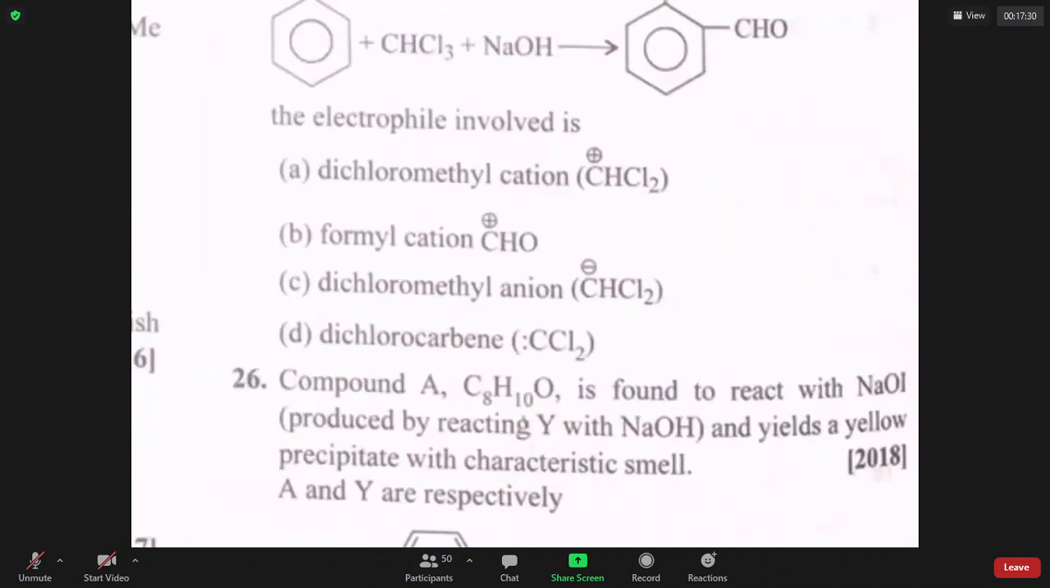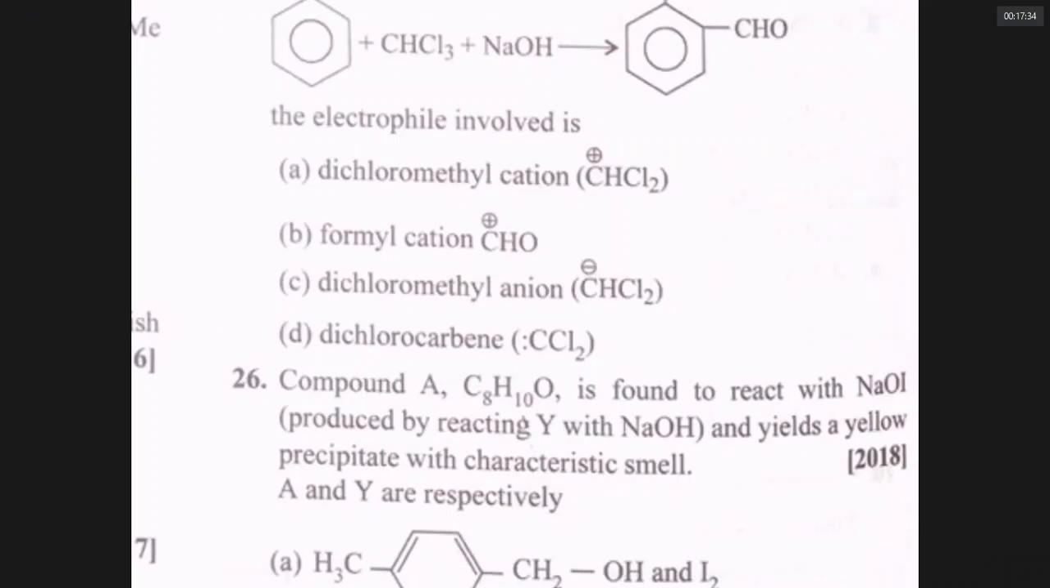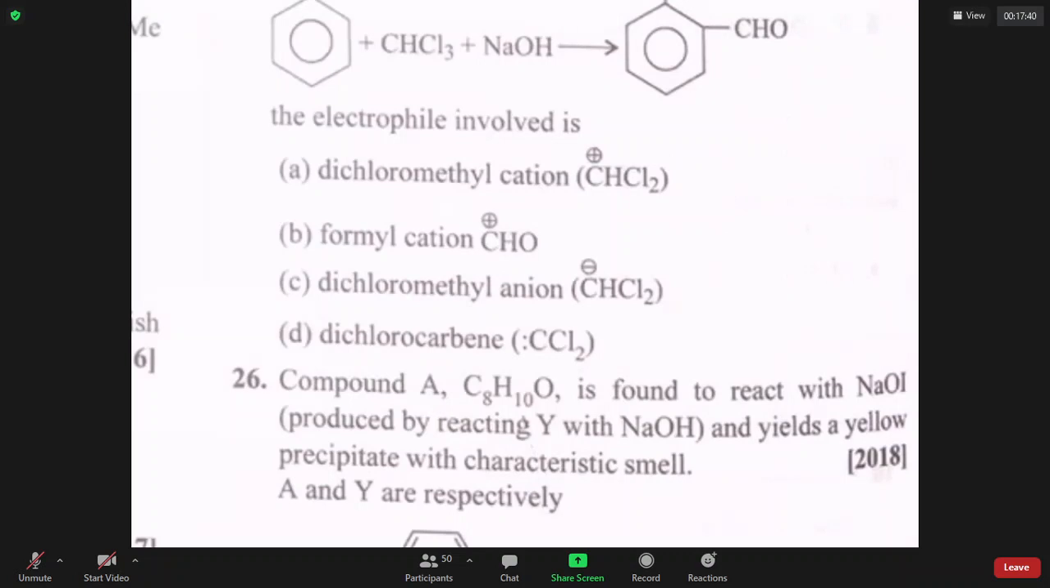Look at the textbook. They gave the intermediate in square brackets, where they wrote benzene ring with CHCl2 on the side. Please look at the textbook. Whatever they kept in square brackets is the intermediate. CCl2 is an electrophile.